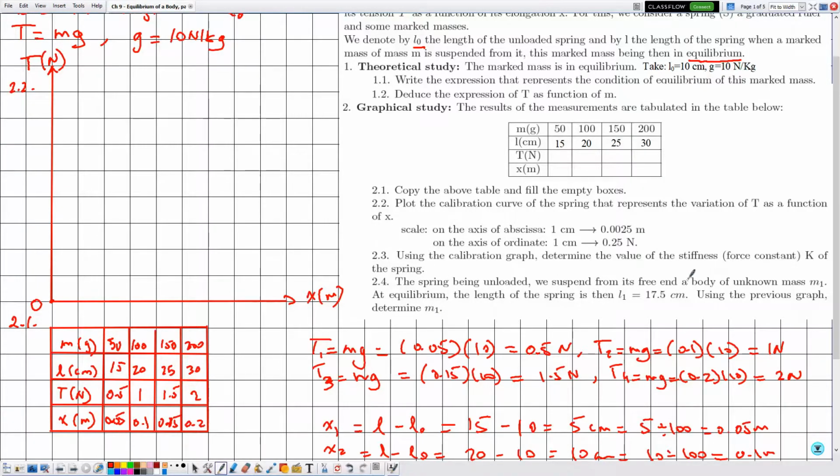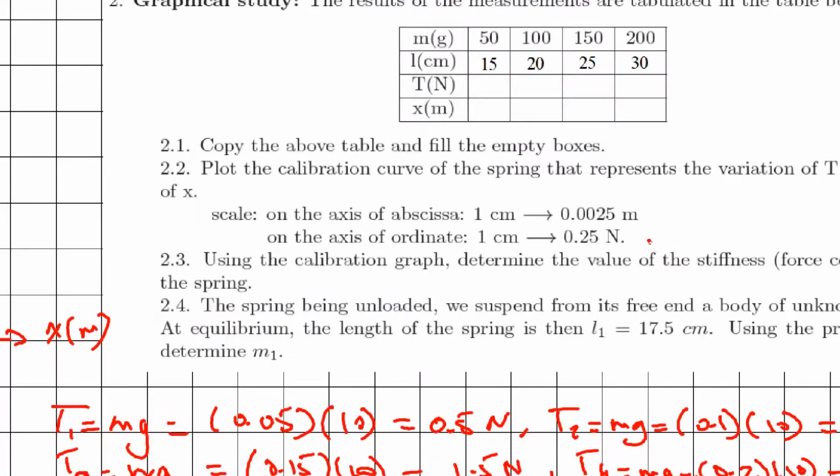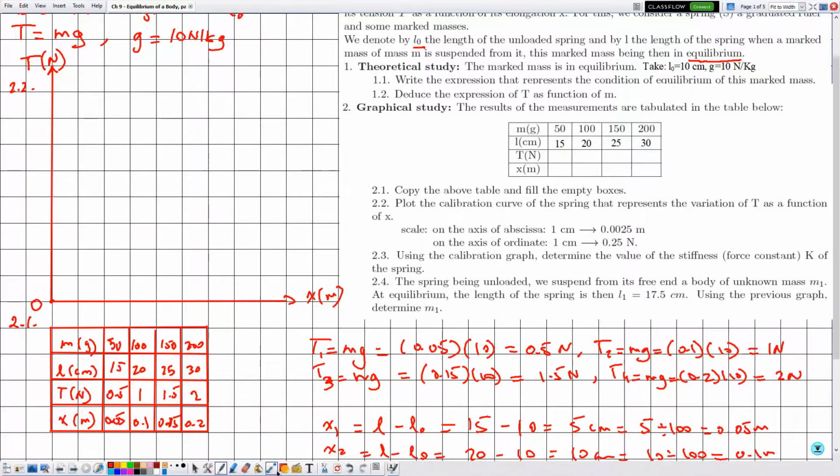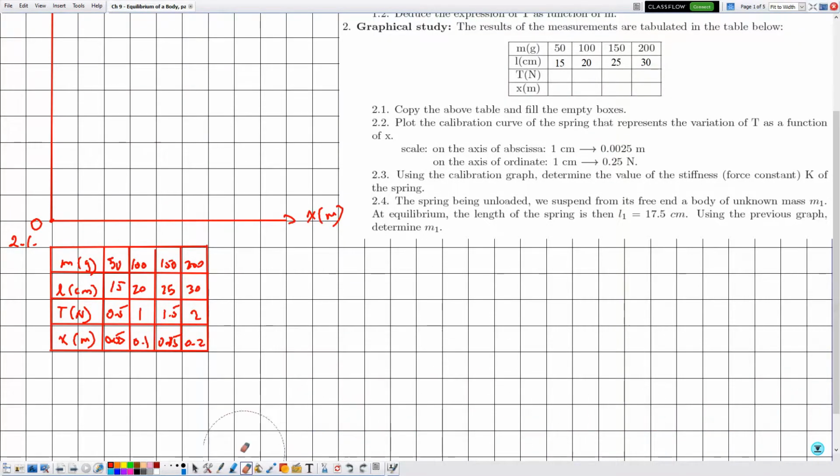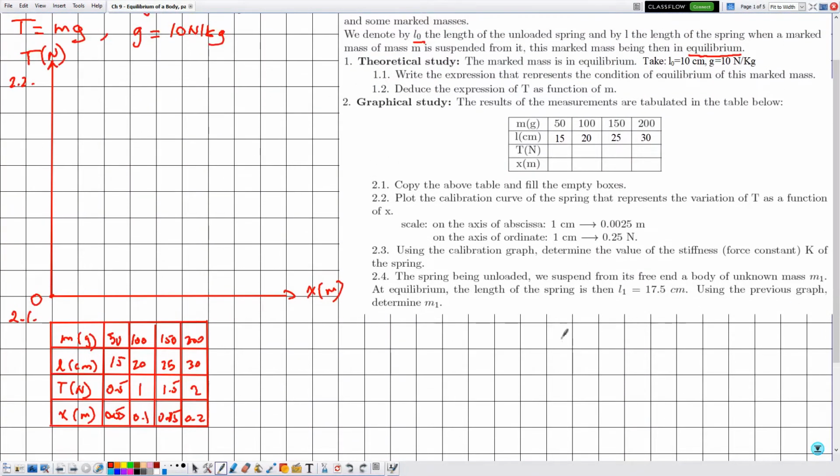Now let's label the points. We need to divide these axes and label them. On the x-axis they are telling us each 1 centimeter corresponds to 0.0025 meters. Let me make some space. We are done with these calculations because they are already in the table. Then the scale, let me write it here, and here I'm leaving a space for the title, knowing that along the x-axis, which is the abscissa, each 1 centimeter corresponds to 0.0025 meters.